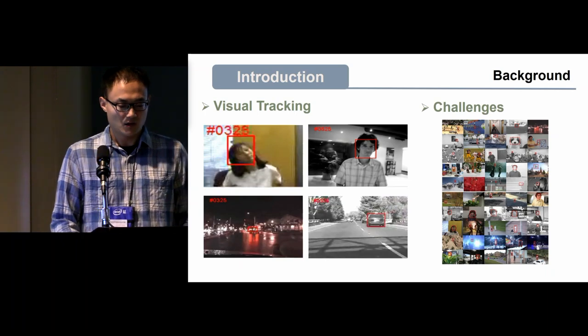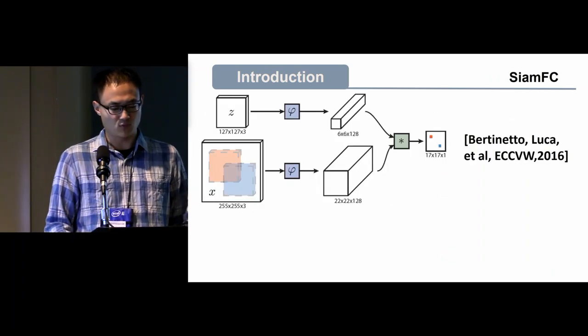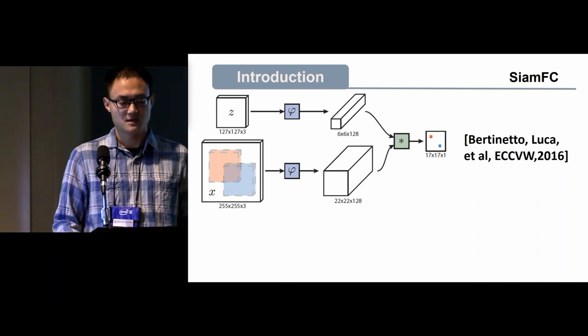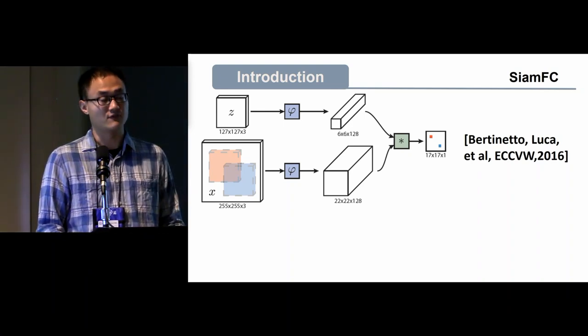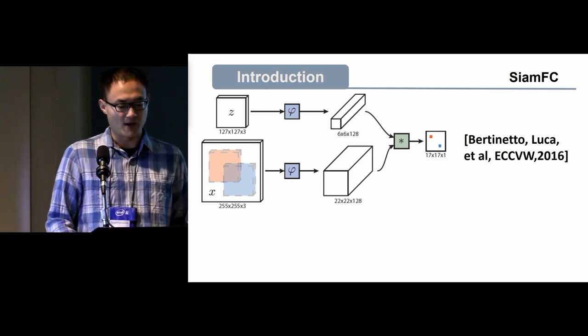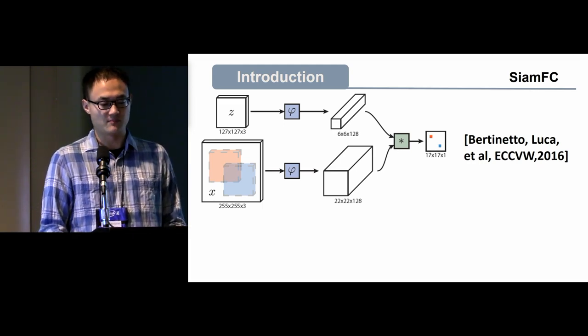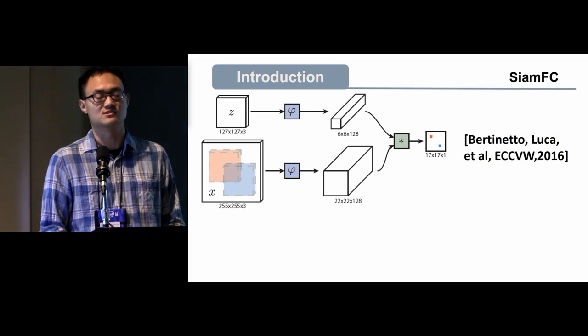Recently, with a powerful deep network and large-scale labeled video frames for offline training, Siamese-based trackers achieve favorable performance and efficiency. One notable example is the SiamFC tracker, which learns a matching function in an embedding space and wins the VOT 2017 real-time challenge.